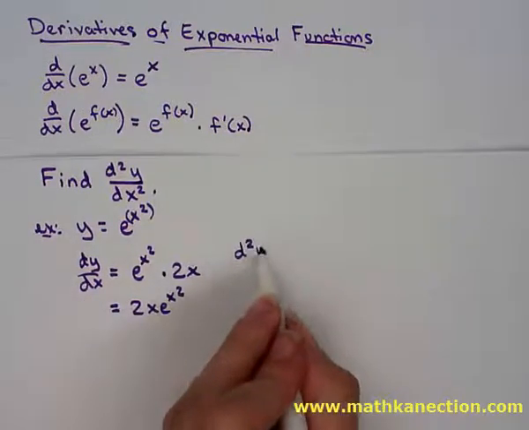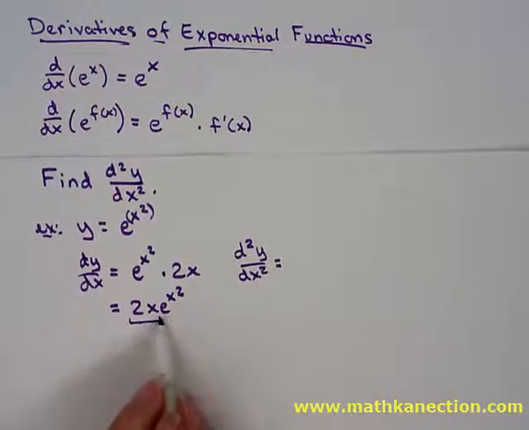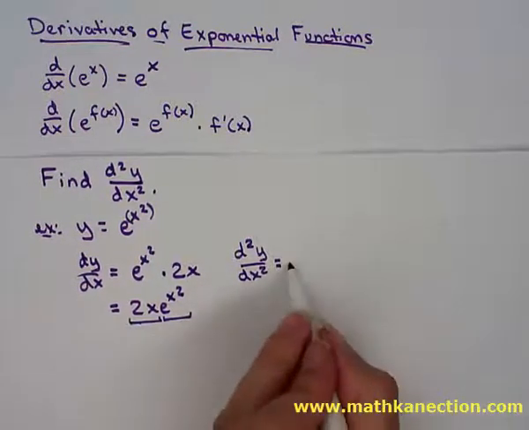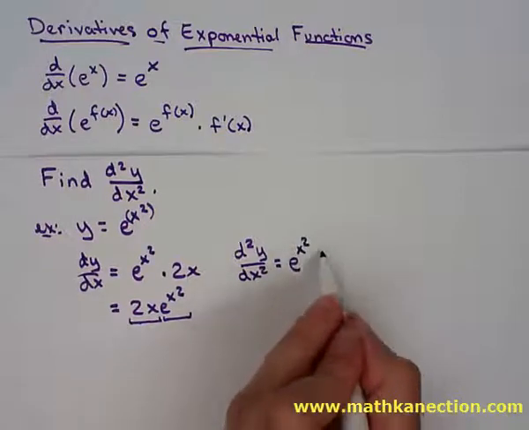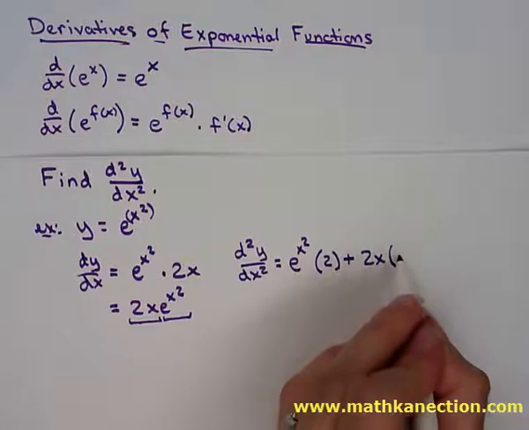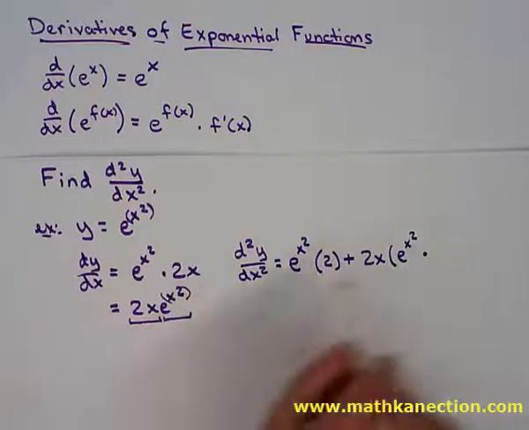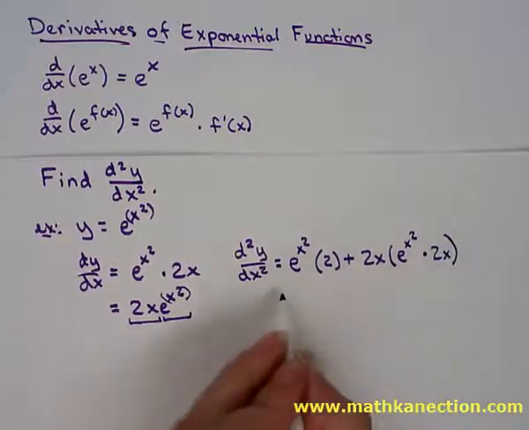So now to get the second derivative, we have a product rule from the first derivative. 2x is being multiplied by e to the x squared. So take the g, which is e to the x squared, multiplied by f prime, which is 2, plus f, which is 2x, multiplied by g prime, which is e to the x squared, times the derivative of that inside function of x squared, which is then 2x.